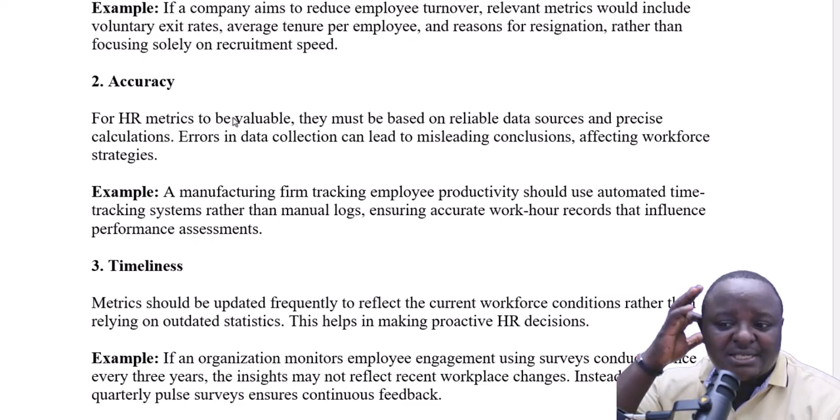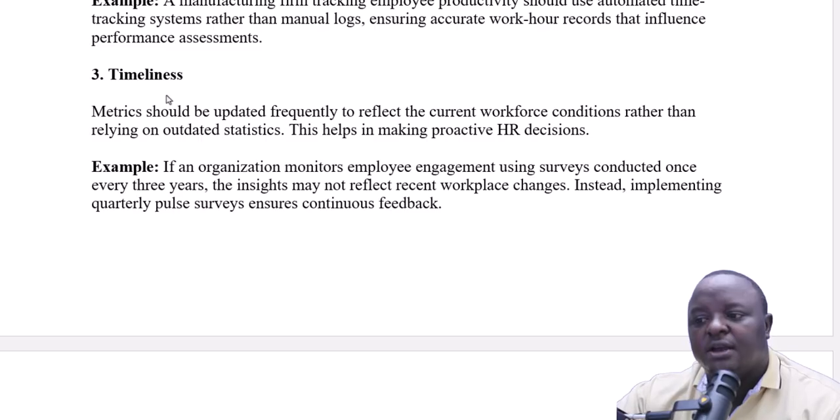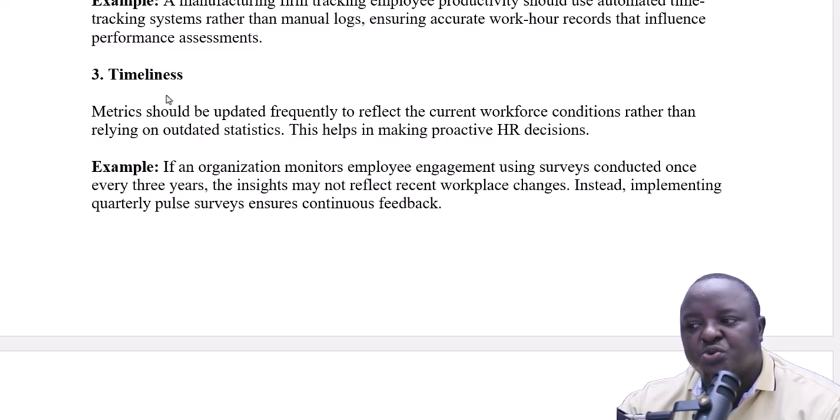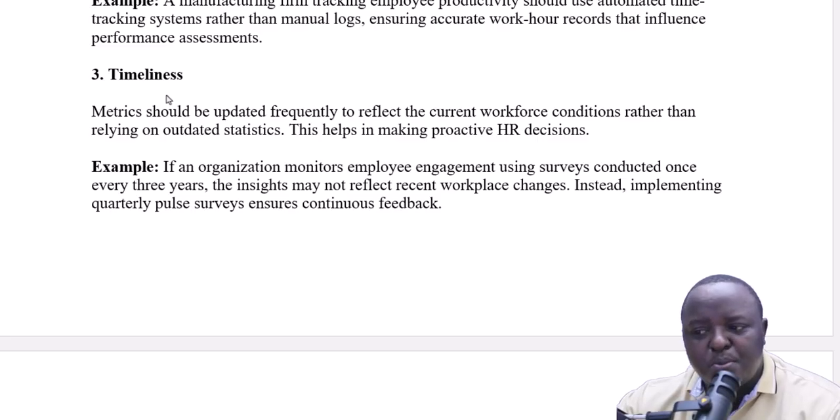Then we have the third attribute, which is timeliness. The metrics should be updated frequently to reflect current workforce conditions rather than relying on outdated statistics. This is going to help in making proactive HR decisions. For example, if an organization monitors employee engagement using a survey conducted once every 3 years, the insights may not reflect recent workplace changes. Instead, implementing quarterly pulse surveys ensures continuous feedback.